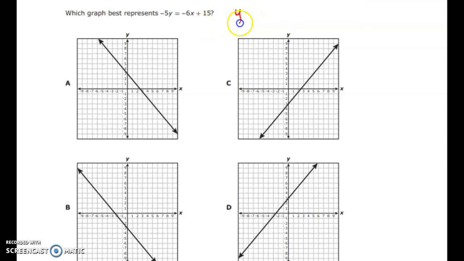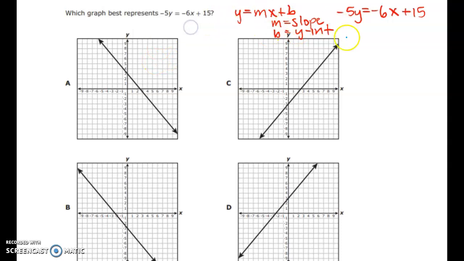So that's going to be y equals mx plus b, where I know m is my slope and b is my y-intercept. So I'm going to take this equation right here, negative 5y equals negative 6x plus 15. I know that I've got to get y by itself.